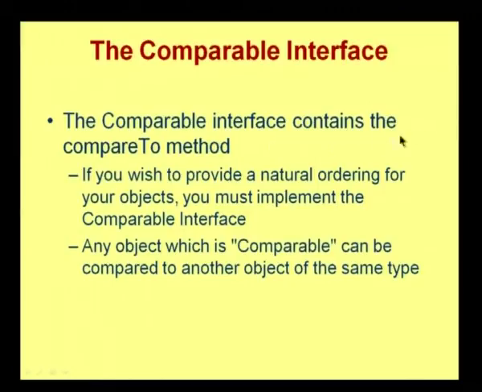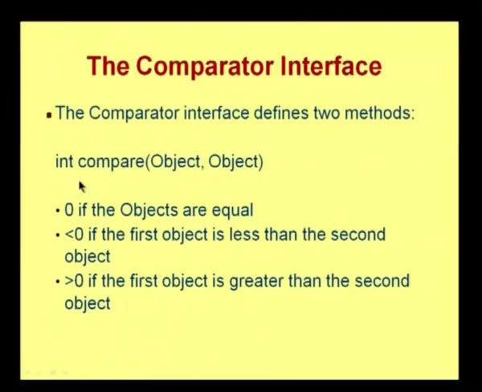So the Comparable interface contains the compareTo method. If you wish to provide a natural ordering of your object, you must implement the Comparable interface. Any object which is comparable can be compared to another object of the same type. So whenever I am trying to compare two objects, both of them should be of the same type. Then only I can implement the comparison mechanism, because again it is in natural ordering, provided it is in the Comparable interface. So here in the Comparator interface, we have two methods.